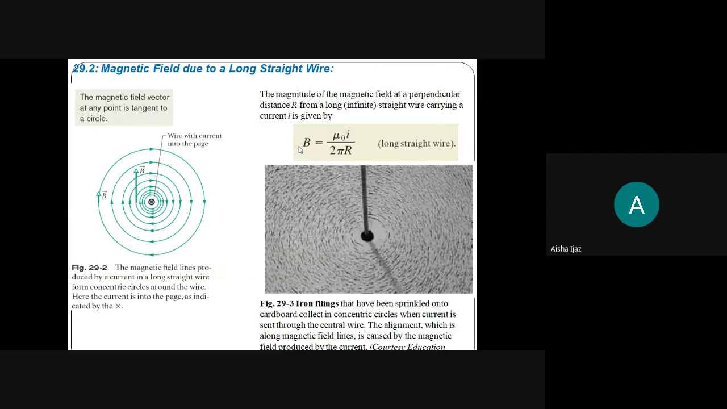In this slide, what you can observe in this figure is the iron filings that have been sprinkled on the cardboard, connecting in concentric circles when current is sent through the central wire. What does this show? Whenever you have a current carrying wire and you put a compass needle there, you will have closed field lines. If you sprinkle the iron filings, they arrange themselves in a circular pattern. That shows the field lines are always circular. They are closed field lines.